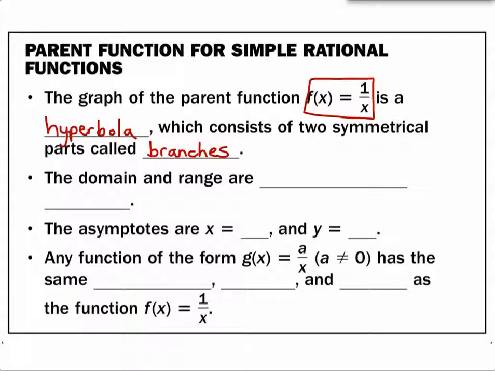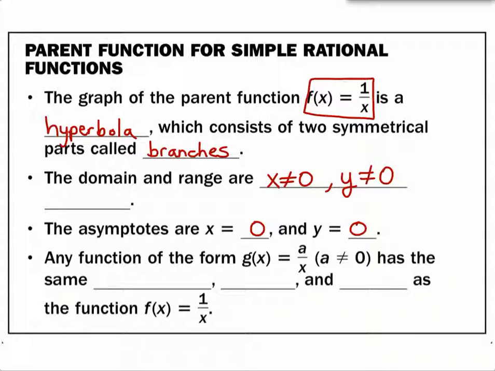And the domain and the range are interesting for this because they're all the numbers that aren't 0. So the domain is x's that aren't 0 and the y's that aren't 0. Now, it might seem pretty negative to write, hey, you're not 0. But what it really means is that it's all the numbers except for 0. And that's true, at least for the parent function, for both the domain and the range. The asymptotes are the lines x equals 0 and y equals 0. Those are the lines you get infinitely close to.